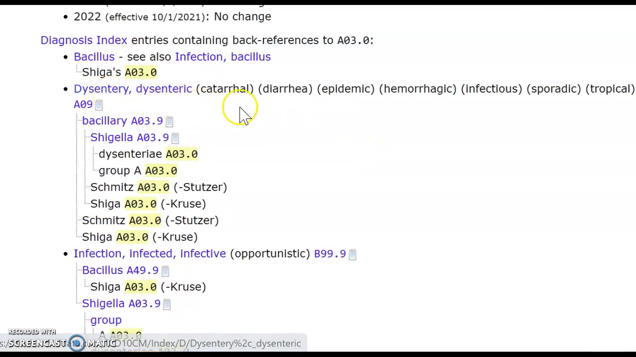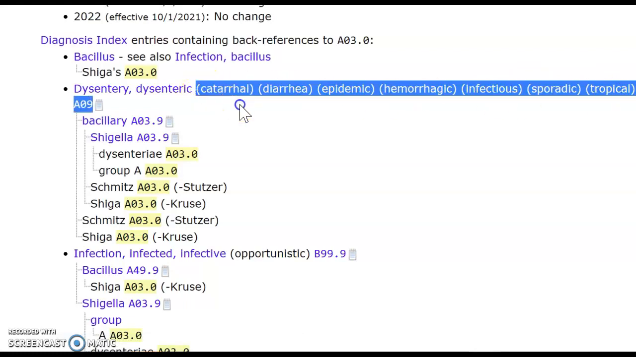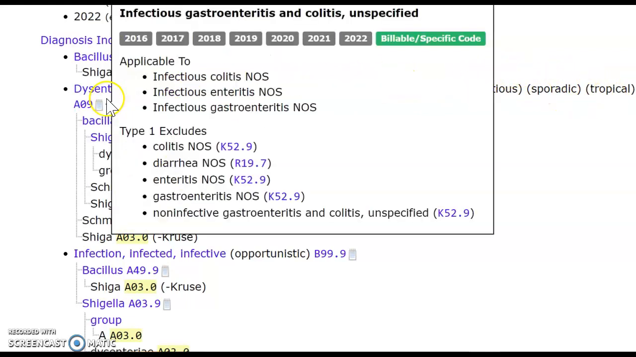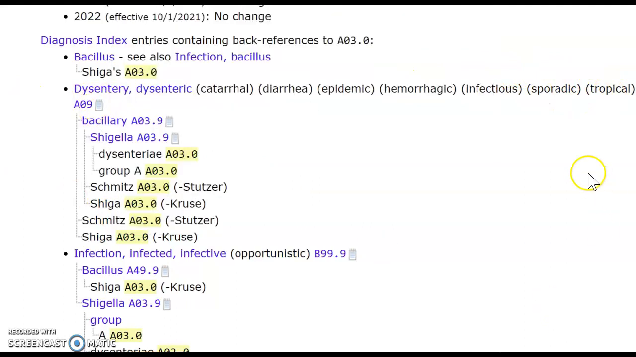Dysentery has a lot of modifiers. These are called essential modifiers. That means the doctor can write any of these words and they will all fit this diagnosis: catarrhal, diarrheal, epidemic, hemorrhagic, infectious, sporadic, tropical. But I only have to follow this line and see what it fits to. Now remember, bacillary can be confusing for you, but bacillary is just another name for the Shigella family.